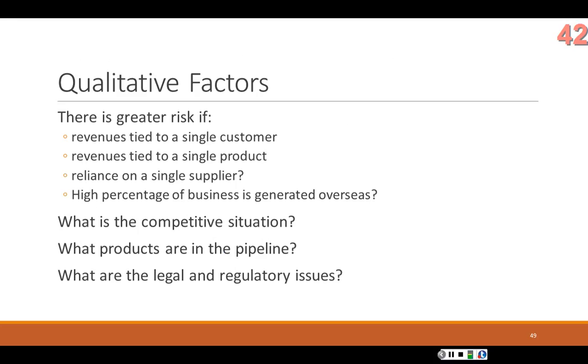There are qualitative factors to consider when doing a ratio analysis. There's larger risk if our revenues are tied to a single customer or product, or we rely on a single supplier, or if a high percentage of our business is generated overseas. We also need to look at the competitive situation, what new products are coming down the pipeline, and legal and regulatory issues.